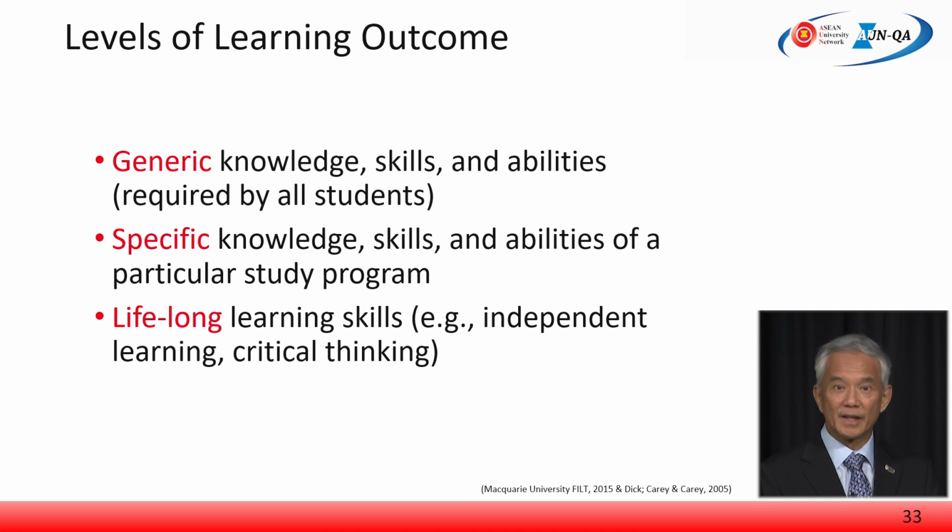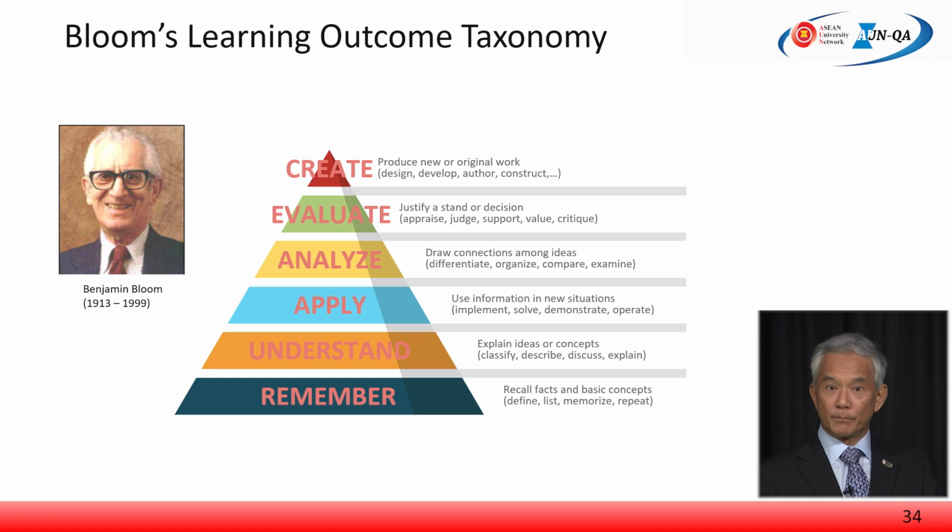The third category of learning outcomes is lifelong learning skills such as how to be an independent learner or to be able to carry on learning for oneself even after graduation. There are also the skills of critical thinking, lateral thinking, or being able to, what is commonly called, think out of the box. A popular hierarchy for categorizing learning outcomes is that of Benjamin Bloom's learning outcome taxonomy.